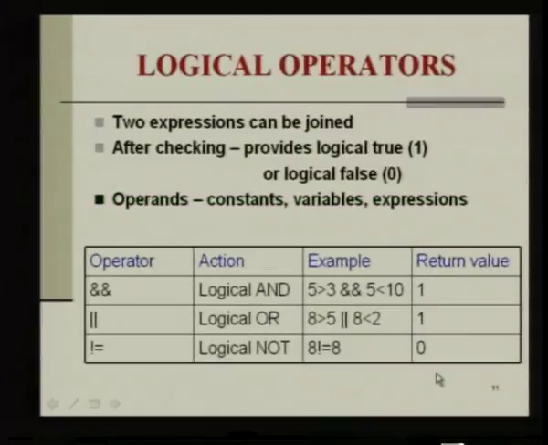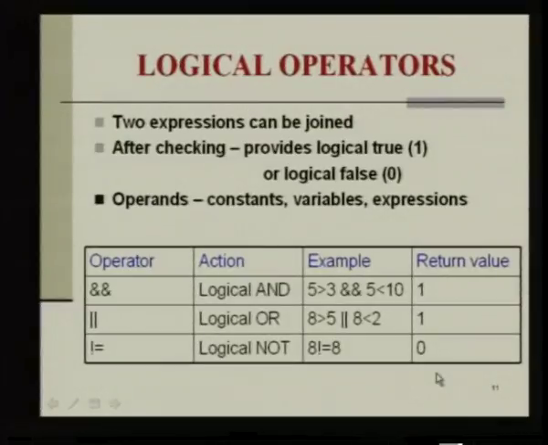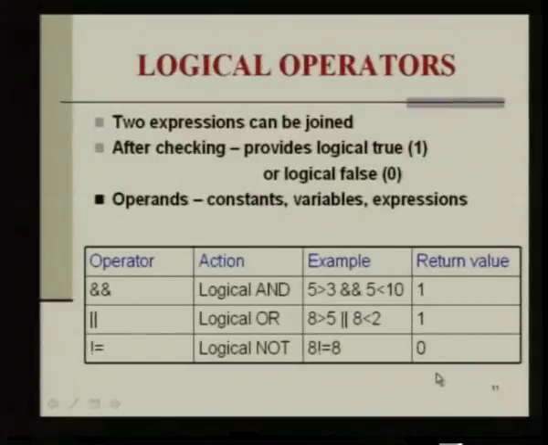Here you have the operators logical AND, OR, and logical NOT. The operators are to be kept in mind: a double ampersand, a double vertical bar, also called the pipe symbol, and the logical NOT, which is the exclamation mark. Here, two relational operations are combined. 5 is greater than 3 is a relational operation, and 5 is less than 10 is a relational operation. If both the cases are true, then it will return the value 1 because it is joined by an AND operation, and we know it is used to combine two. Only when both the cases are true, it returns a 1. The same thing in the next step: 8 is greater than 5 and 8 is less than 2.